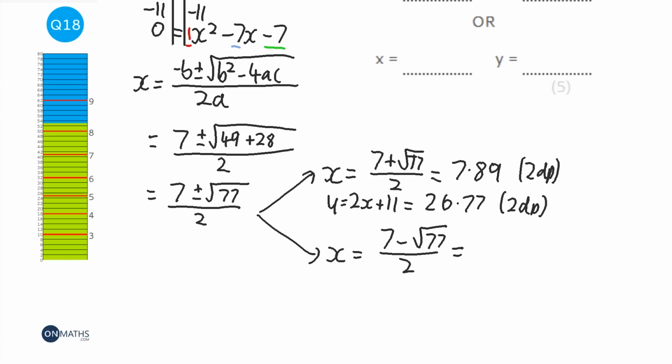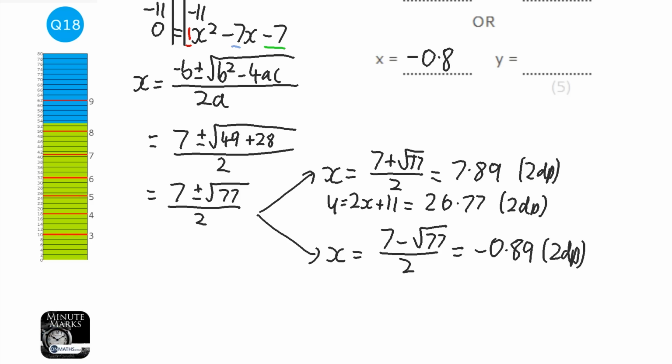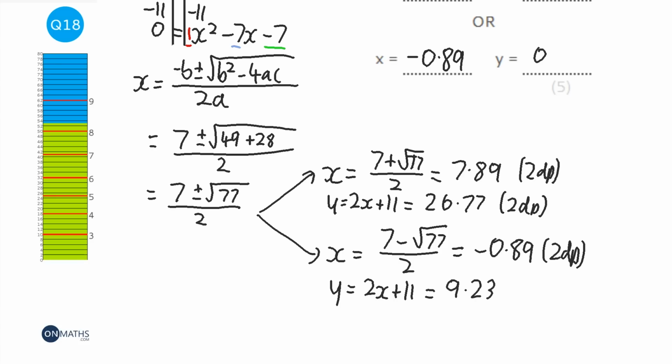And I'm going to type that in again. So 7, but this time minus root 77 over 2. And it gives me the decimal answer of minus 0.89, again to 2 decimal places. So minus 0.89. And similarly, we know that y is 2 lots of x plus 11. So I'm going to times that by 2, and I'm going to add 11, and press the decimal button, so 9.23, and that's to 2 decimal places.